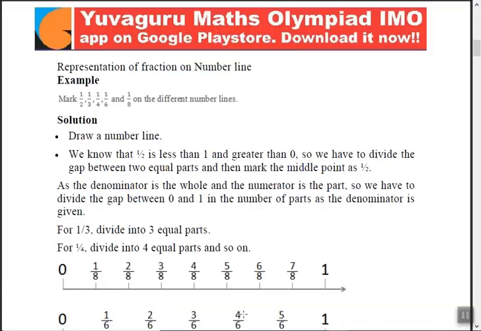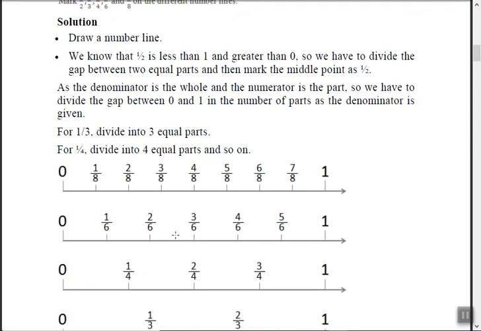Next, how to represent fractions on the number line. Here the whole theory is given, and I'll give you a simple trick. Suppose you want 1/6. Between 0 and 1, 1 will be divided into 6 equal parts, and the first part would be 1/6. If you want 3/6, then the first 3 parts would be 3/6. That is the meaning of everything.